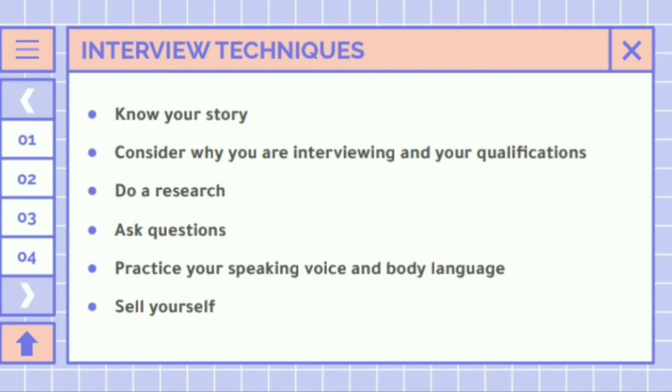So the last one: sell yourself. One of the biggest challenges in an interview is selling yourself. Most people are uncomfortable with this idea, but presenting yourself accurately and positively doesn't have to feel like a sale. The truth is that you have the professional skills and experiences that may set you apart from other applicants, so it's acceptable and expected for you to acknowledge them to your potential employer.